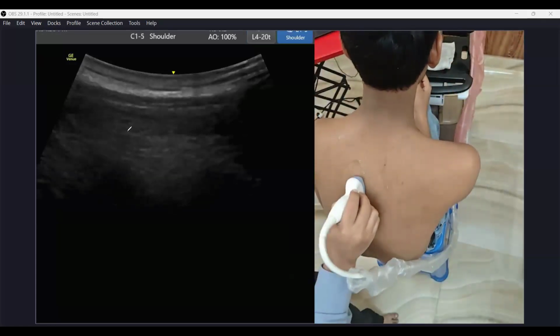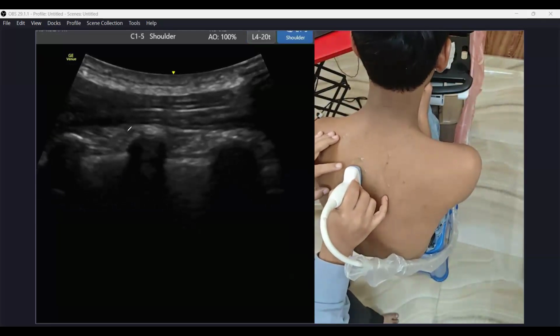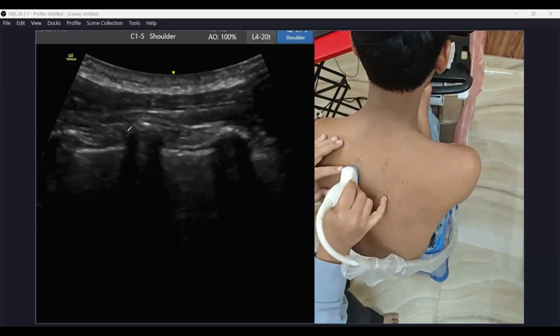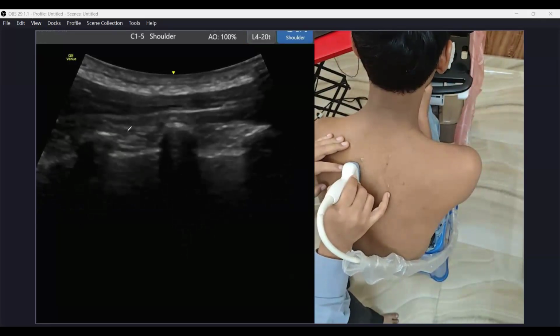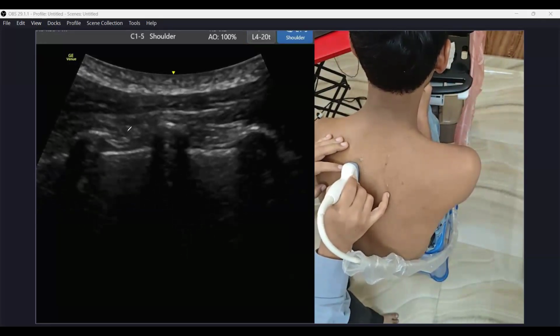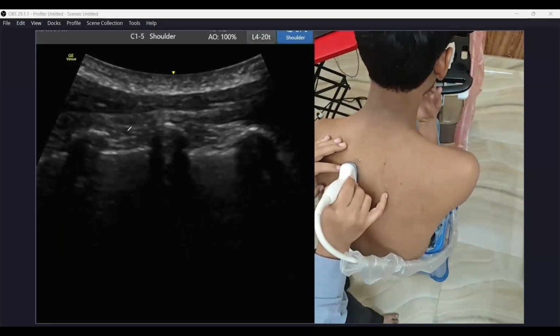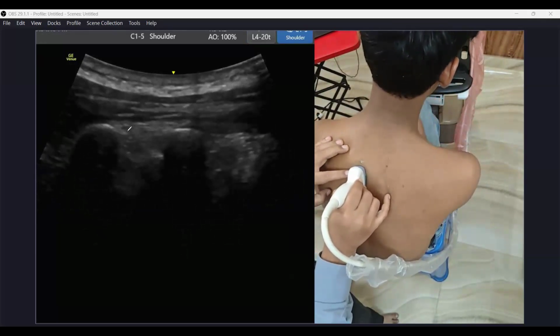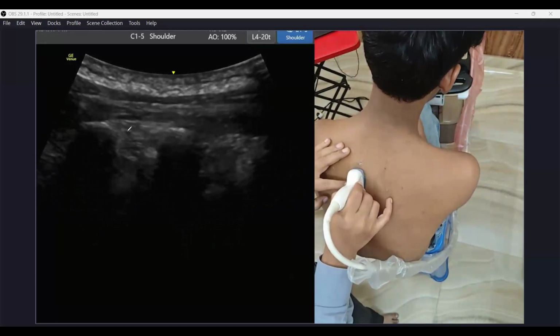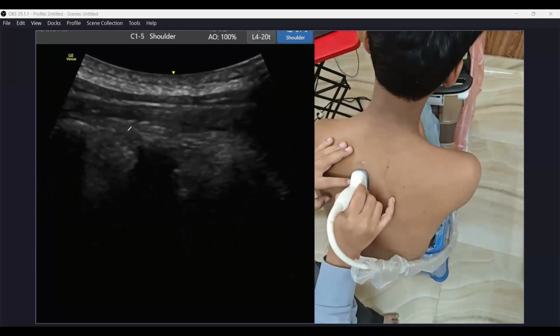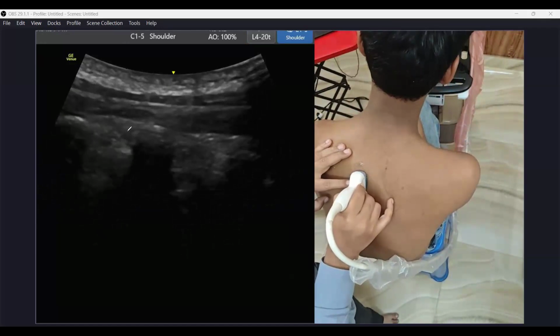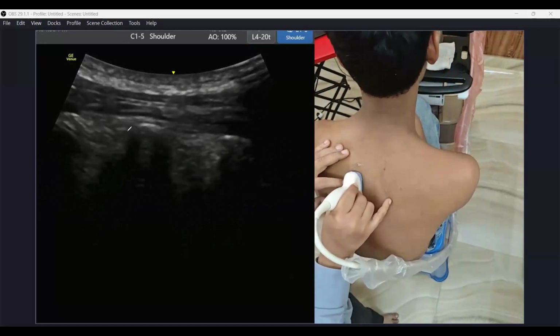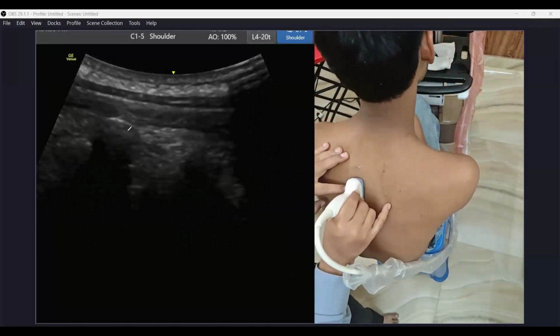So here I show you this is the rib shadow, all the rib shadow. We can see the pleura, we can see the shimmering effect. I am going over the transverse process. This is the transverse process where I cannot see the pleura. It has a square type of cross section.